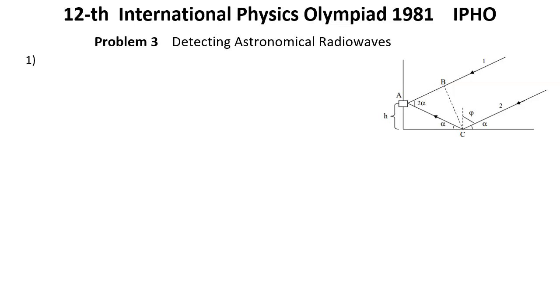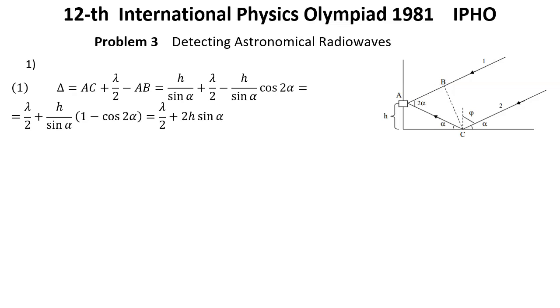Solution for problem number 3. Question number 1. The signal registered by the detector A is a result of the interference of two rays. The ray 1, incident directly from the star, and the ray 2, reflected from the sea surface. See the figure. The phase of second ray is shifted by pi due to the reflection by the medium of larger refractive index. Therefore, the phase difference between the two rays is delta equals AC plus lambda over 2 minus AB, which is finally lambda over 2 plus 2h sine alpha.